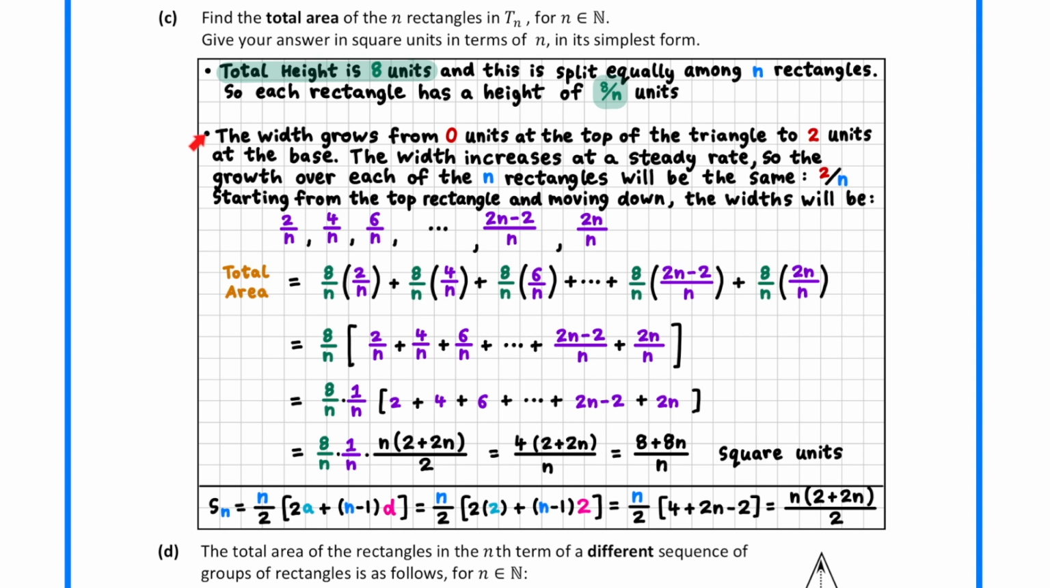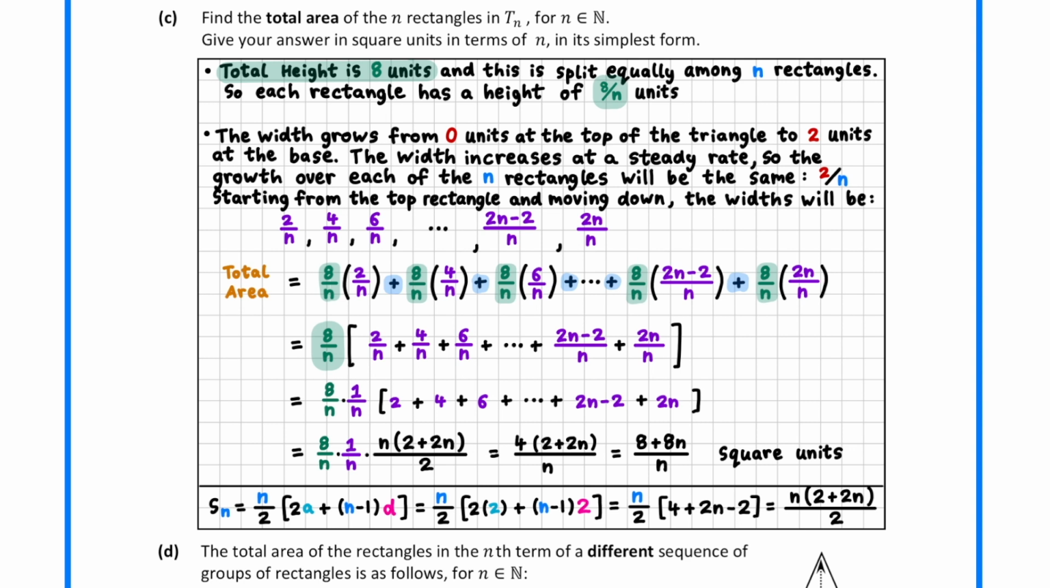The width of the triangle grows from 0 units at the top to 2 units at the bottom. Since the width increases at a steady rate, the increase of width between successive rectangles will be 2 over n. In other words, the widths of the rectangles will be 2 over n, 4 over n, 6 over n, all the way up to 2n over n. Multiplying each of the rectangle widths by the common rectangle height, 8 over n, gives us the areas of the rectangles. Adding these together gives us the total area.